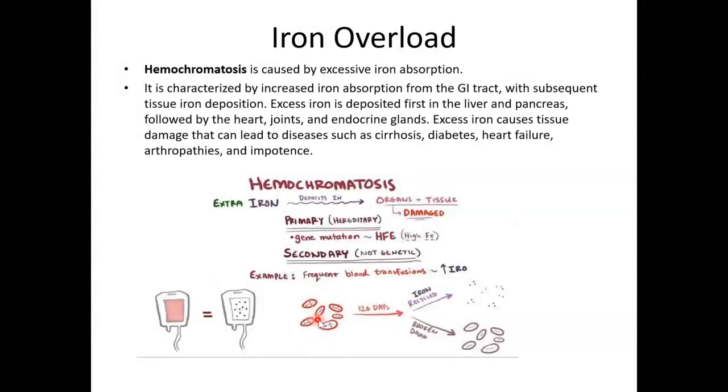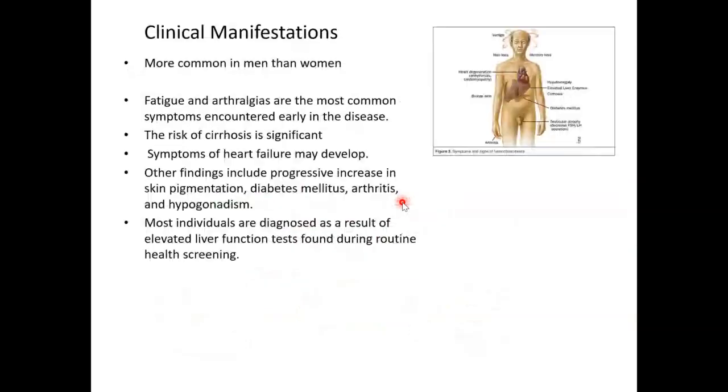So remember, we had the red blood cells, 120 days they die, and then the iron is recycled, and the rest of the RBCs are broken down into bilirubin, and this recycled iron now starts to deposit in the organs, and that's the problem that these patients have. Clinical manifestations are more common in men than in women. Fatigue and arthralgias are the most common symptoms occurring early in the disease. They start getting these joint pains because the iron starts depositing in the joints, and that's when they feel it.